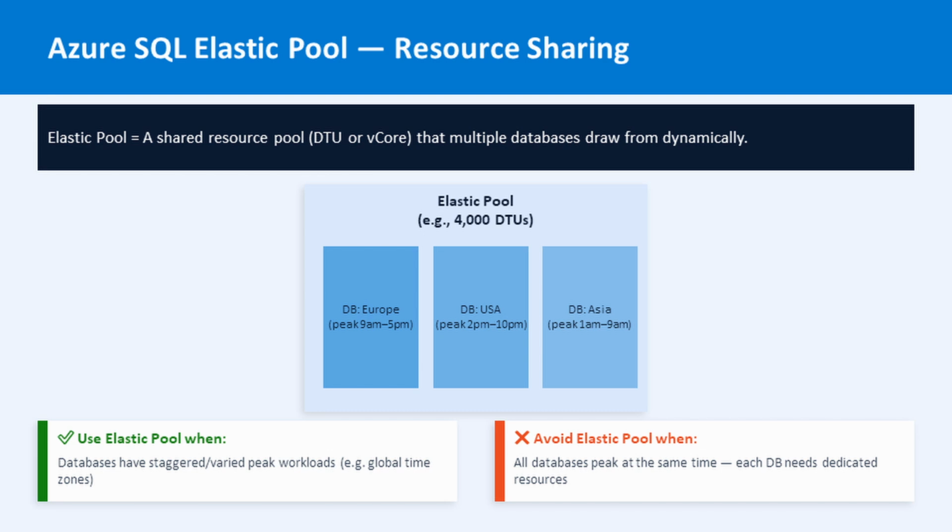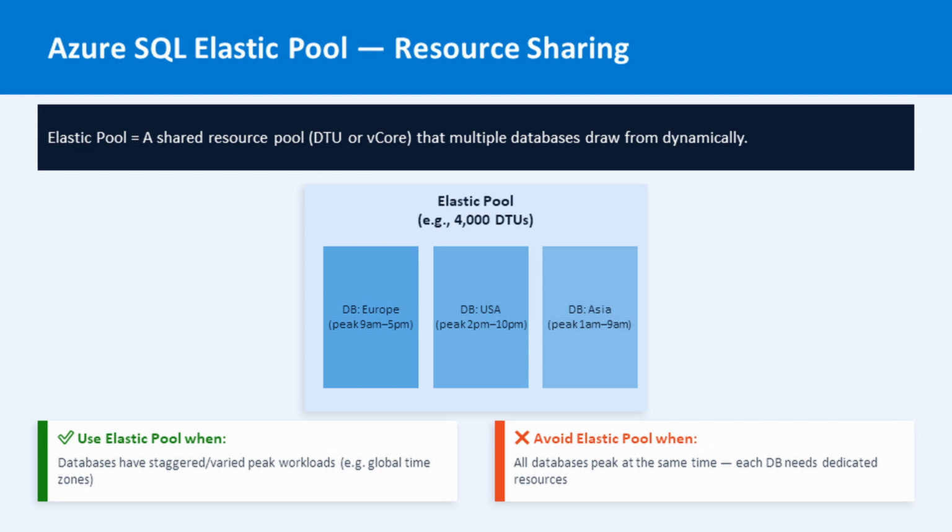Now let us talk about elastic pools, a pricing and resource model that is particularly well-suited to multi-tenant applications and global services. Instead of allocating dedicated resources to each individual database, an elastic pool creates a shared pool of resources, either in DTUs or vCores, that multiple databases can draw from dynamically. You pay for the pool, not for each individual database separately.